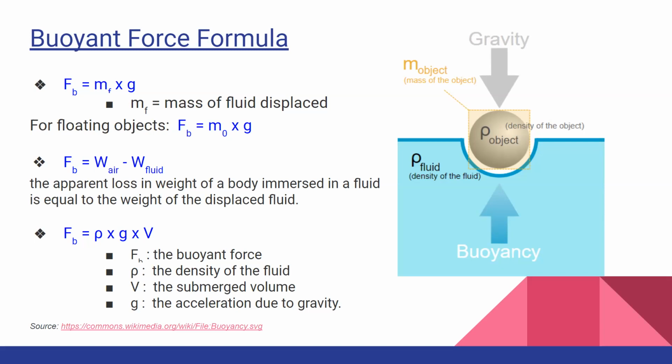When buoyant force is equal to the weight of the displaced fluid, then F_B would equal m_f times g, which is basically the weight of the fluid that's displaced, and weight is mg, so it's the mass of the fluid times g. If an object is floating, this m_f can be turned into m_o. The buoyant force can also be equal to the weight in air minus the weight in fluid, because that's the apparent loss in weight of a body immersed in fluid, turned into a displaced fluid.